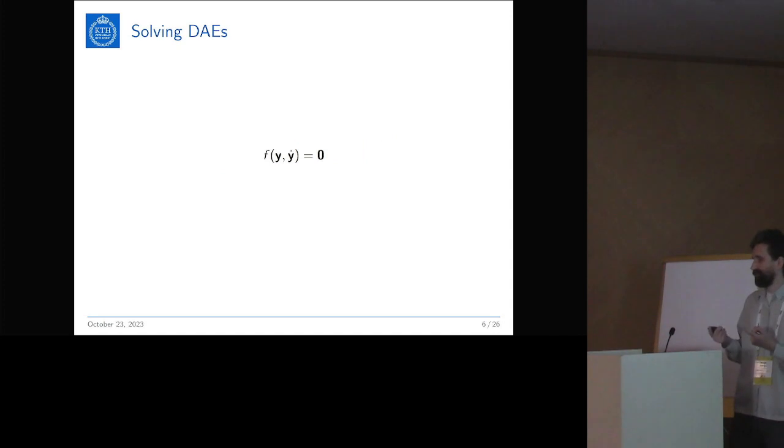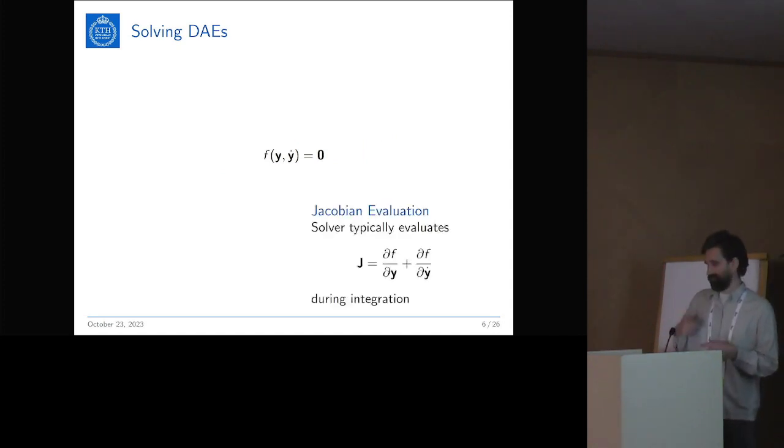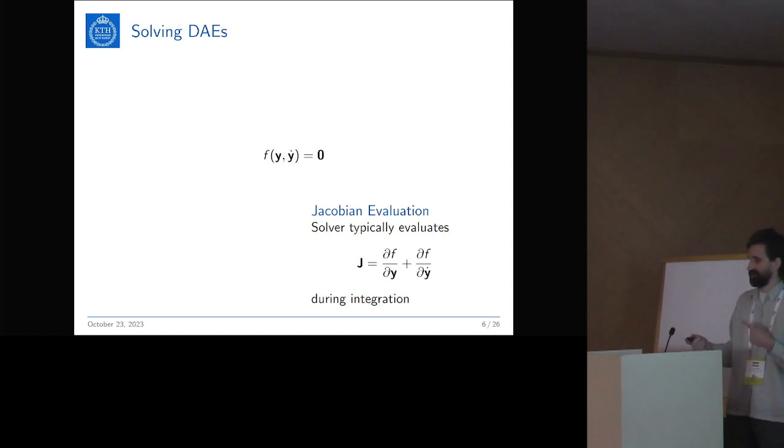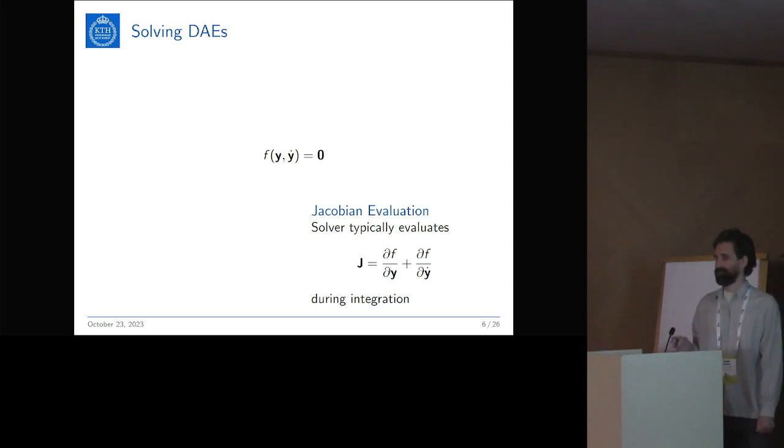Then we also typically rewrite this residual function on first order form. And then during the numerical integration, we have to supply to the solver a function to compute this Jacobian, which is just a sum of the two partial derivatives of f with respect to the time-dependent variables and their first order derivatives. So this is what we want to produce.